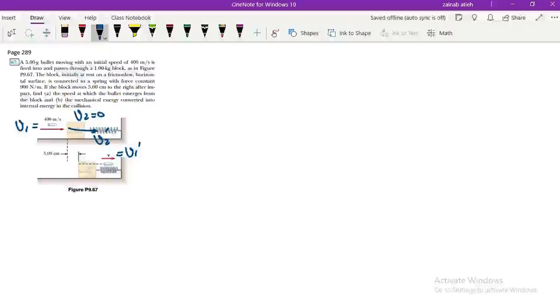Let me apply the conservation of linear momentum.